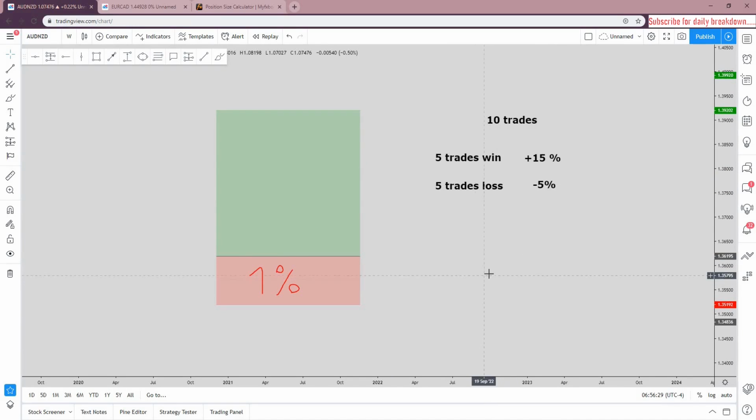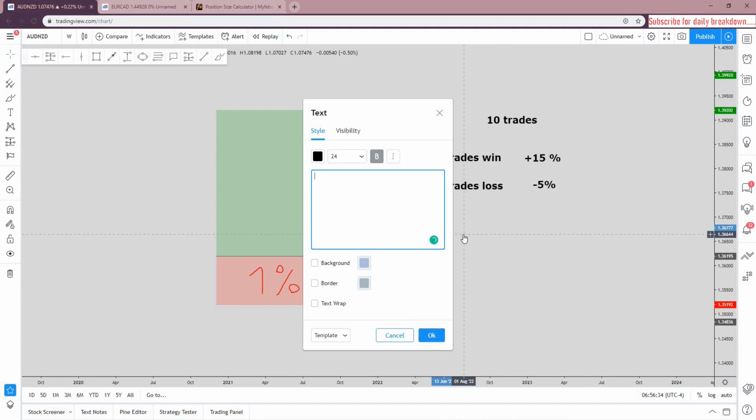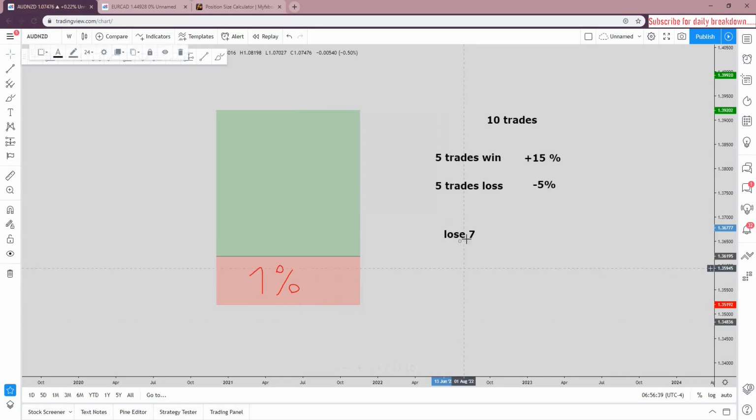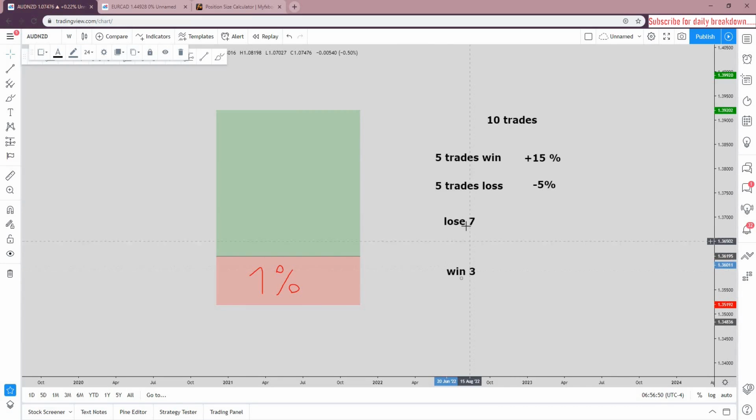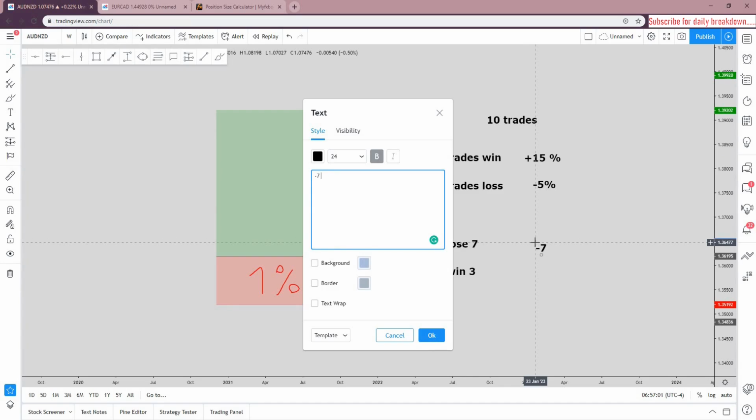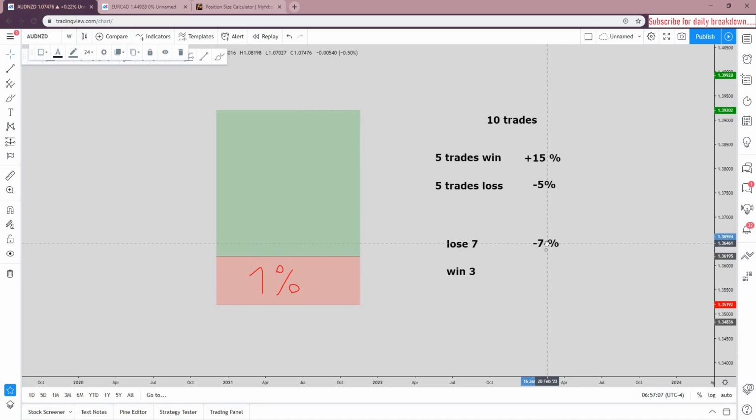Now let's make an even worse scenario. We take 10 trades, and in this case, we lose 7 trades and we win 3. So in this example, we are losing 7 trades and winning only 3. What will happen in this case? We will lose 7 trades, so we'll have a minus 7% because we're risking 1% per position. So we are negative 7%.